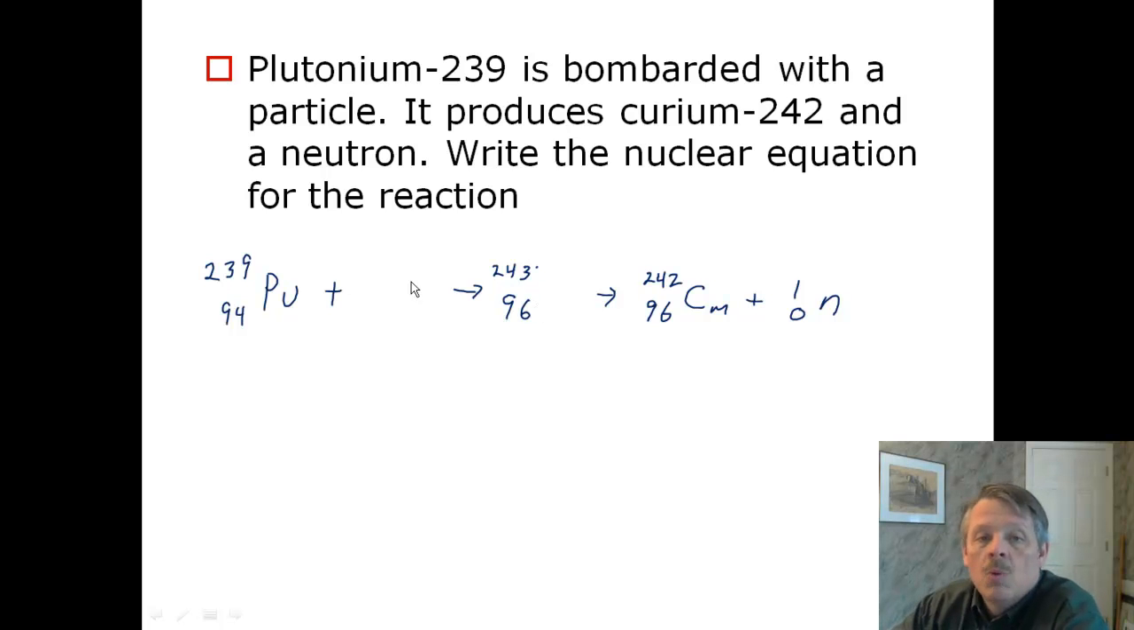So what has to happen here? Well, I'm going from 239 to 243. That's a difference of 4. And I'm going from 94 to 96. That's a difference of 2. A 4 and a 2, that looks like a helium nucleus to me. In other words, that's an alpha particle. So 239 plus 4 gives me 243, and 94 plus 2 gives me 96.